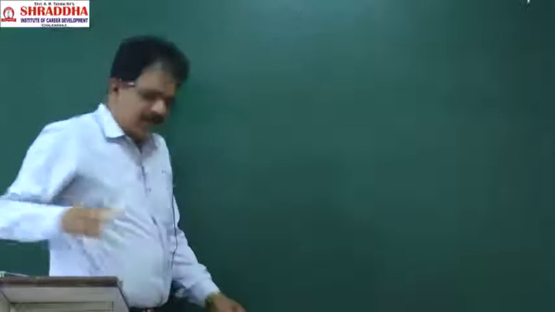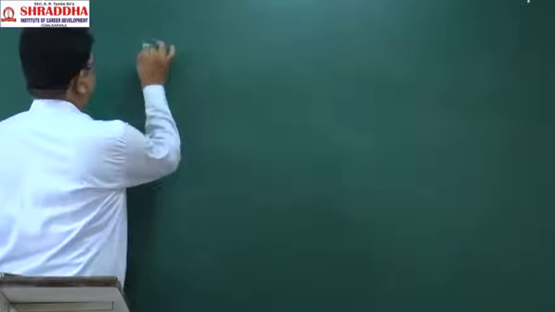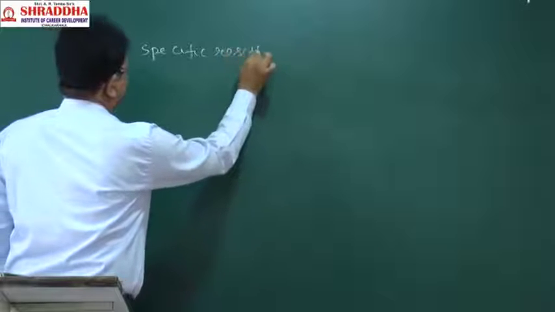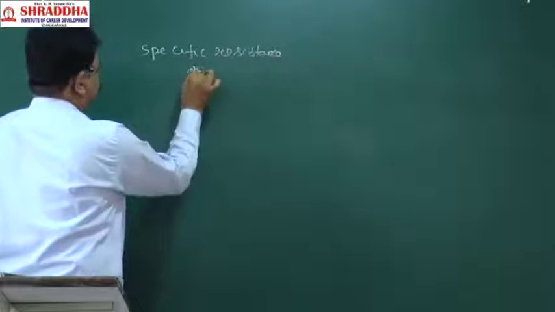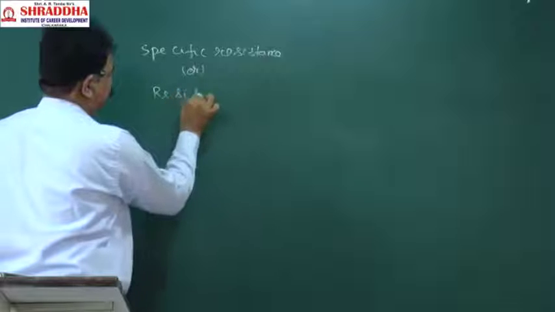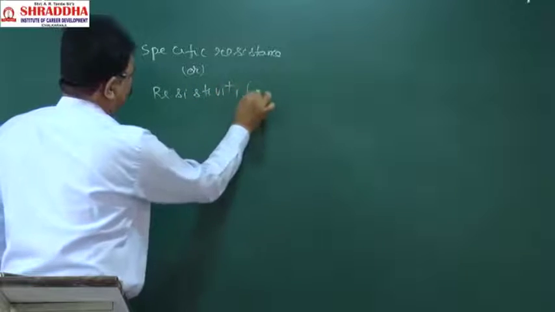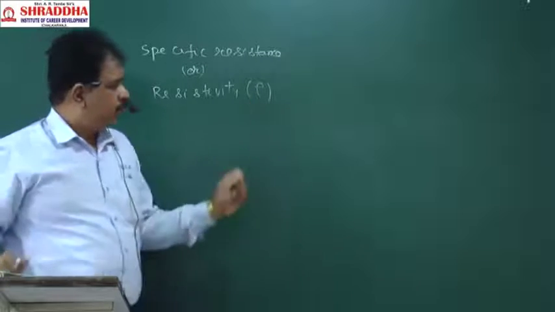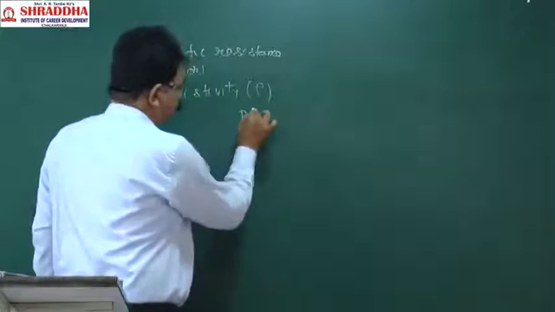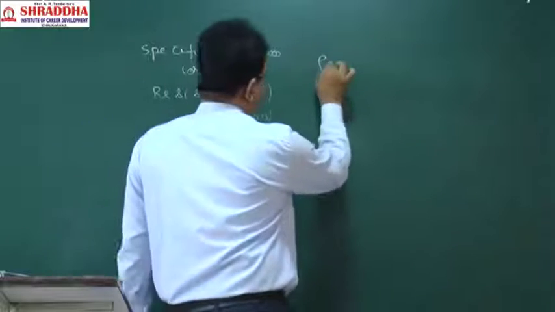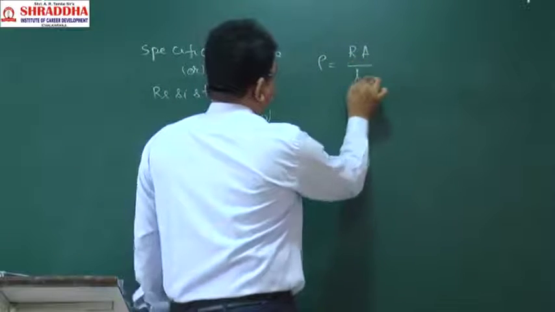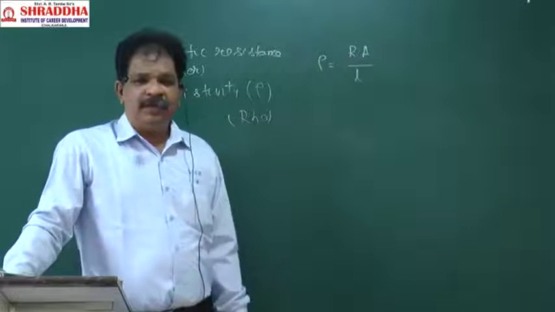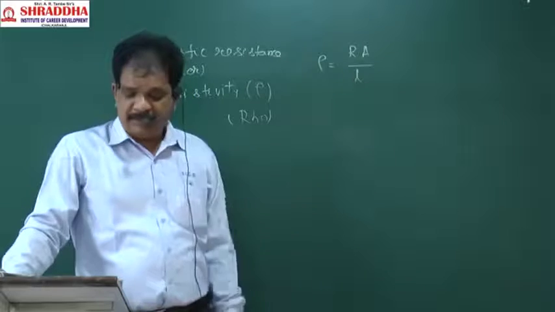Specific resistance, its other name is resistivity. Both are the same. It is represented by the letter rho. Rho is equal to RA by L, which is the formula. R will be resistance, A will be area, L will be length.